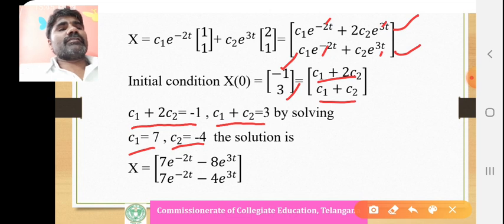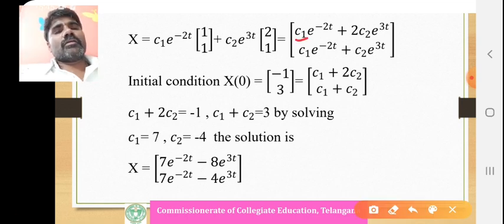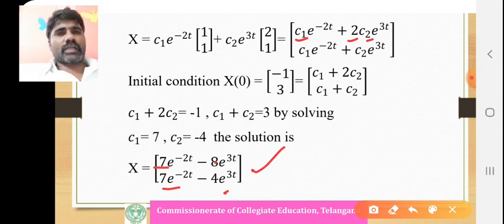Now substituting c1 and c2 in this equation, we get x equals 7 e^(-t), since c1 is 7, minus 8 e^(3t), since c2 is minus 4 and 2 times minus 4 is minus 8, and y equals 7 e^(-t) minus 4 e^(3t). This is the final solution of the homogeneous system by using eigenvalues and eigenvectors.